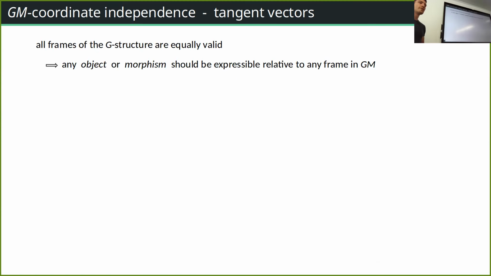All right, so we have a G-structure on our manifold, and this means that geometrically all these choices of frames are exactly equally valid, which means that whatever we are doing, any object or any morphism, which are maps between objects, has to be expressible relative to each choice of frame in our G-structure.